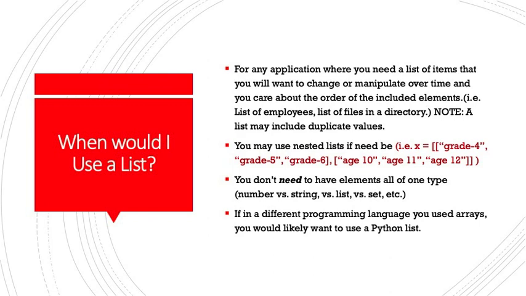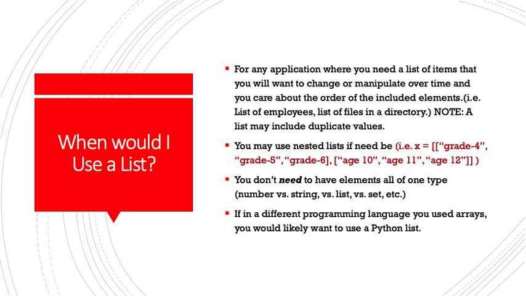Why should you care? When would you use a list? For any application where you need a list of items that you want to change or manipulate over time, and you care about the order of those elements, for instance, an employee list, a list of files in a directory, etc. A list may include duplicate values. That's another thing that not all Python types will allow for.